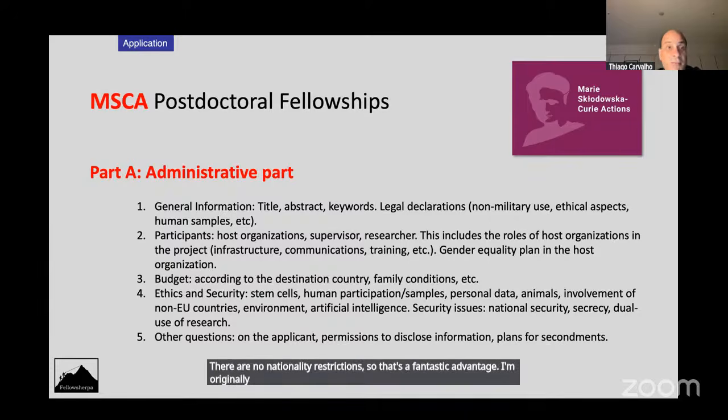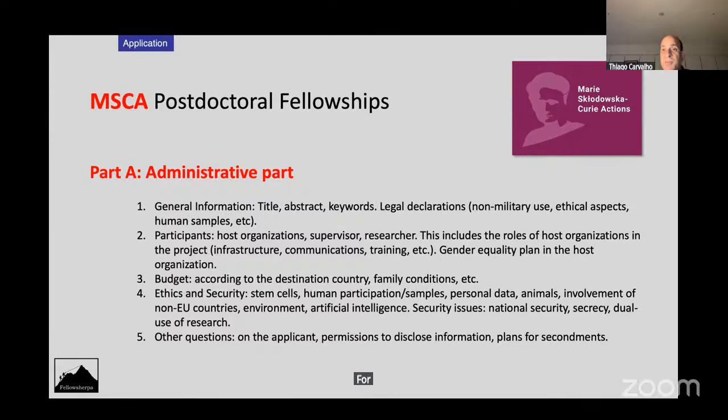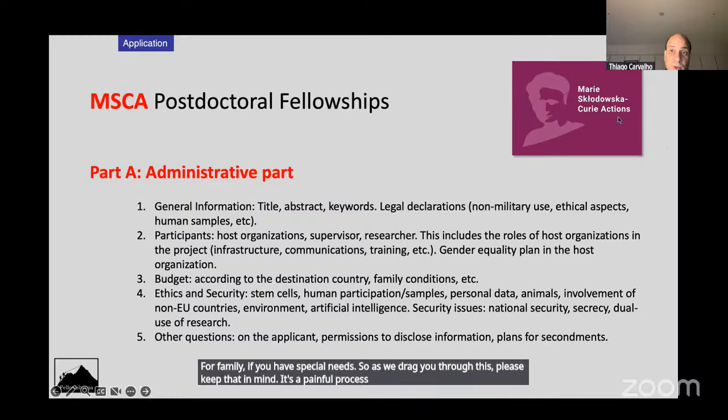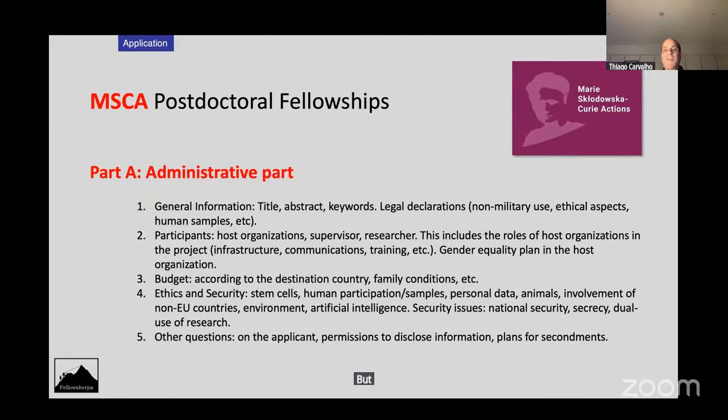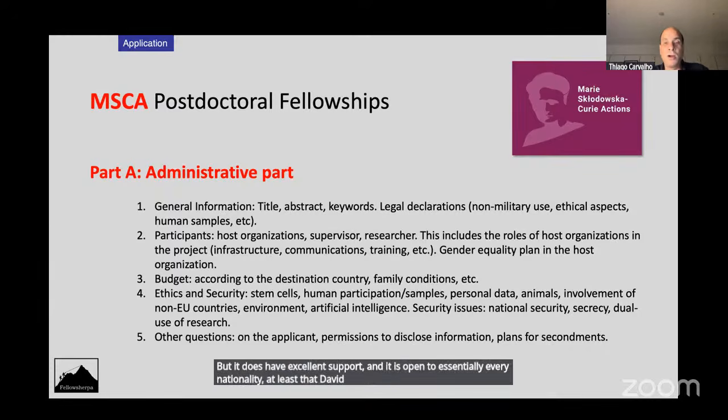I'm originally from Brazil. I'm eligible for this as a Brazilian citizen, and I believe all of you listening to this are. It is also a fellowship that gives a lot of support for things like moving, for family, if you have special needs. So as we drag you through this, please keep that in mind. It's a painful process. I know more than one person that gave up in the middle of it because they obtained other funding and decided not to go through with it. But it does have excellent support, and it is open to essentially every nationality, at least that David and I are aware of.